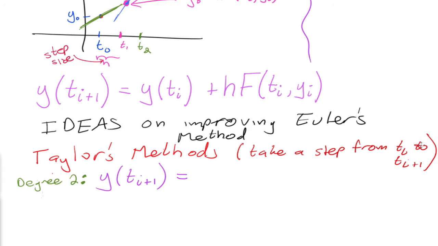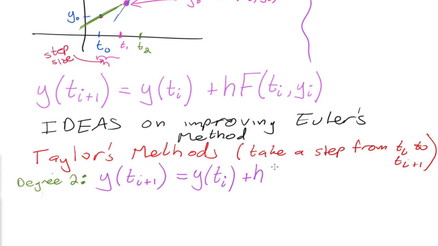Remember the Taylor polynomial, the first part is the value of the function, right? At the point where you're evaluating, which is, in this case, y of t sub i. So this is the first term of the Taylor polynomial. And then the second term is exactly this one, right?